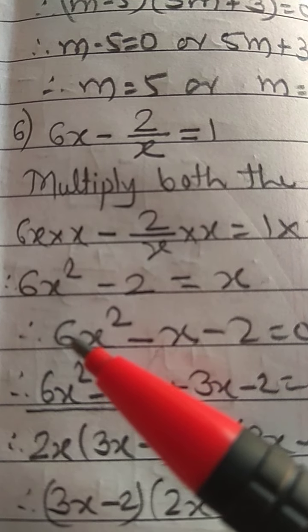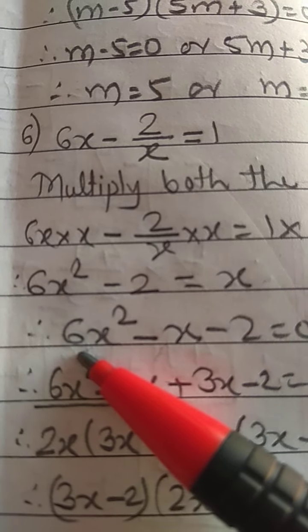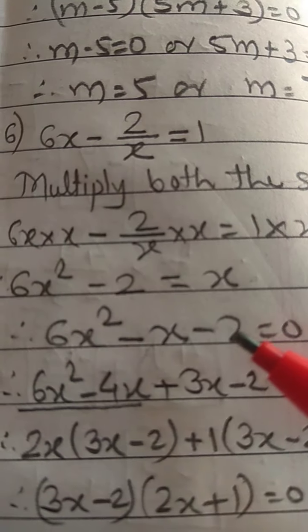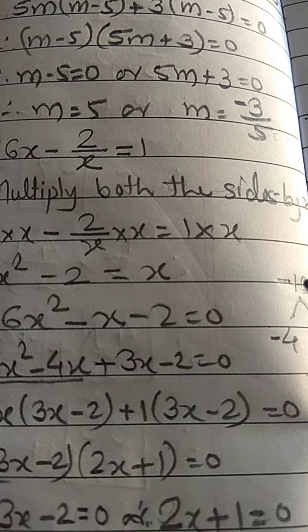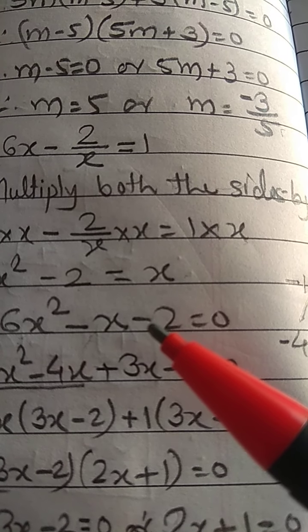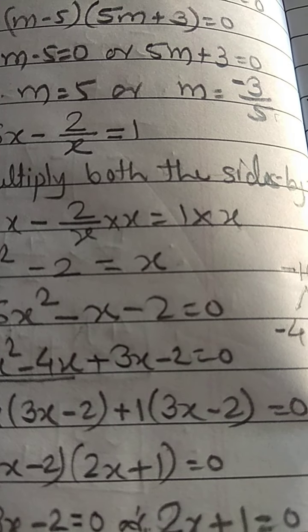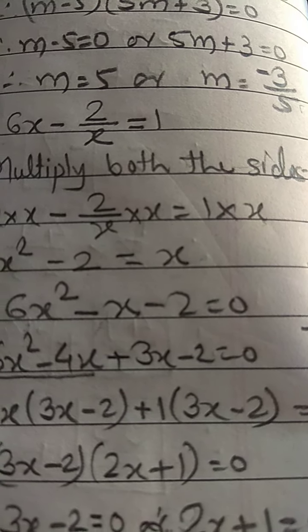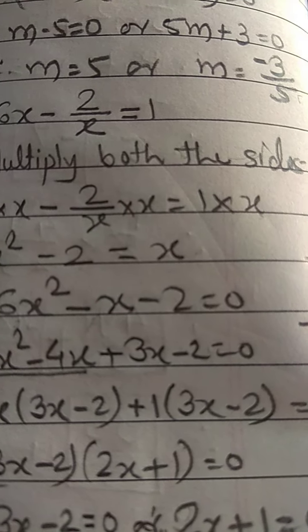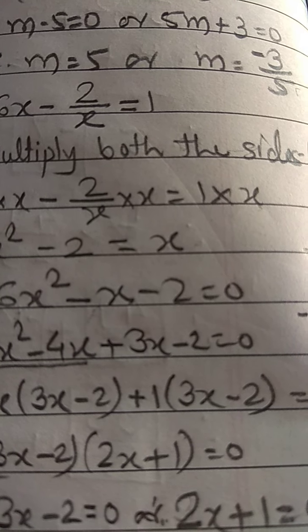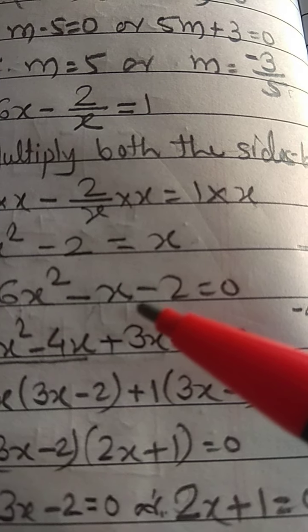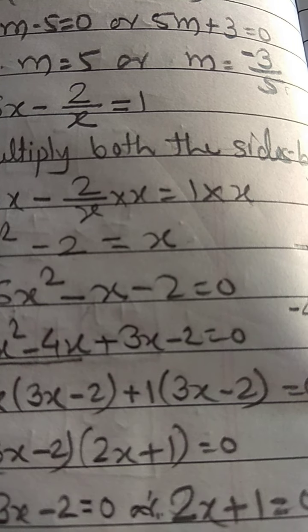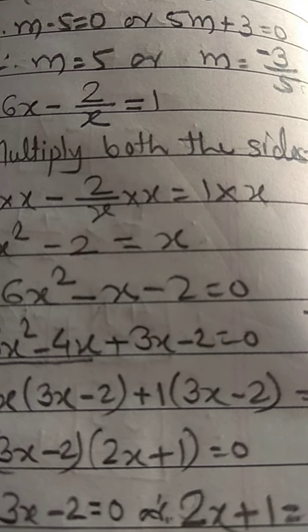Now, the coefficient of x square is 6. 6 into minus 2 will give you minus 12. We have to find the numbers whose product is minus 12. As the product is negative, we should give different signs to the numbers. Therefore, there will be subtraction, and we want to find the subtraction as minus 1. So, the product should be minus 12 and the subtraction should be minus 1.